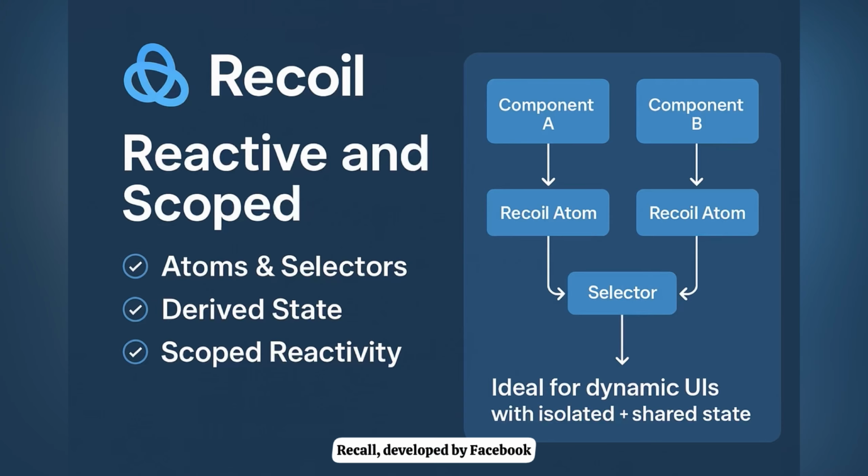Recoil, developed by Facebook, introduces a fresh way to think about state. Instead of a global store, it uses atoms and selectors, small, focused pieces of state. Recoil allows you to scope state per component and derive complex values without creating unnecessary re-renders. It's perfect for dynamic interfaces, but since it's still experimental in some areas, you might find tooling and middleware support less mature than Redux.